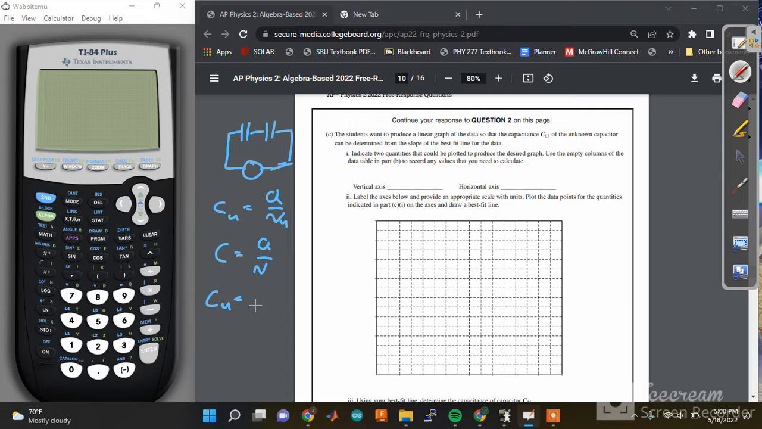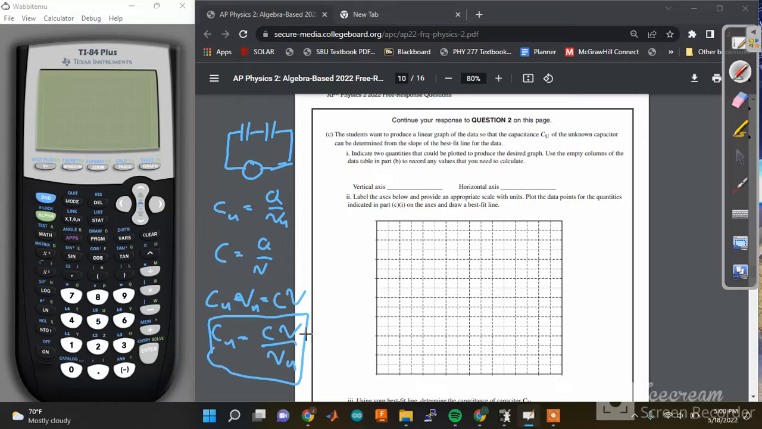That means C unknown times the voltage of the unknown is equal to the C of the known times the voltage of the known one. And C unknown is therefore the known capacitor times the voltage of the known capacitor over V unknown. And this is a very good equation to use because it's very simple. There's not much going on. It doesn't have any powers of 2. There's nothing we have to do to linearize the scales here.